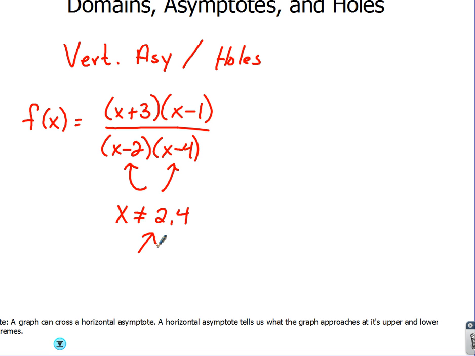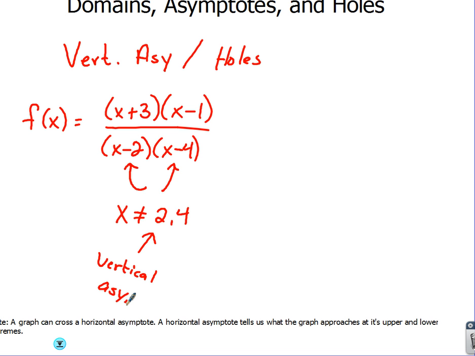Both of those values would be vertical asymptote lines. You could actually plot them on the graph, and if you had those two excluded values, your graph would approach them, but it can't cross them. It can't equal that. So that's when you have a vertical asymptote.